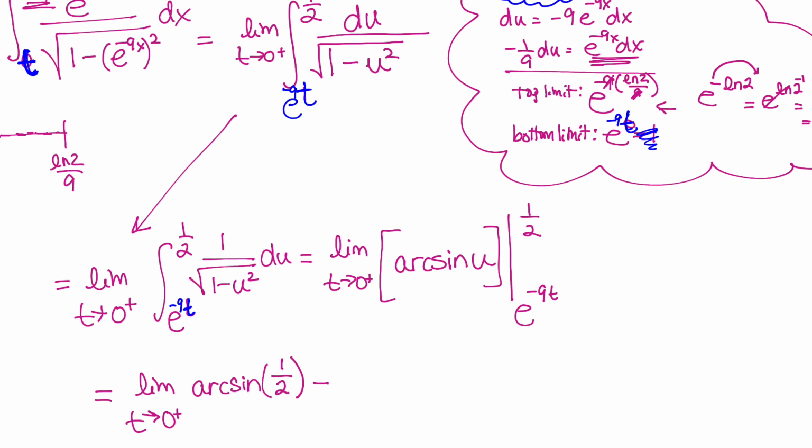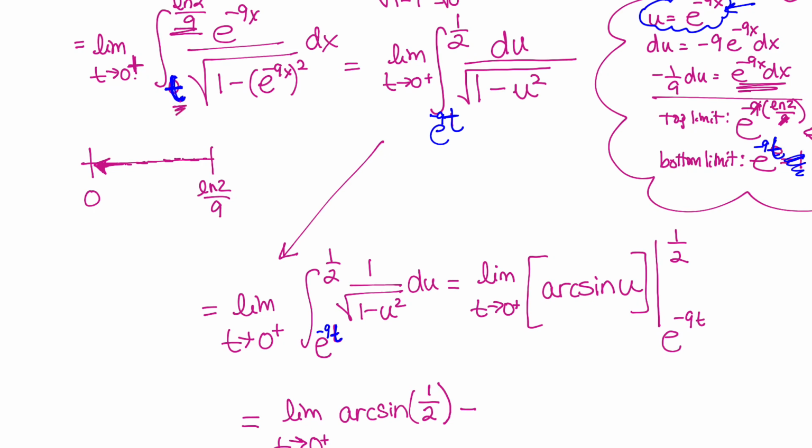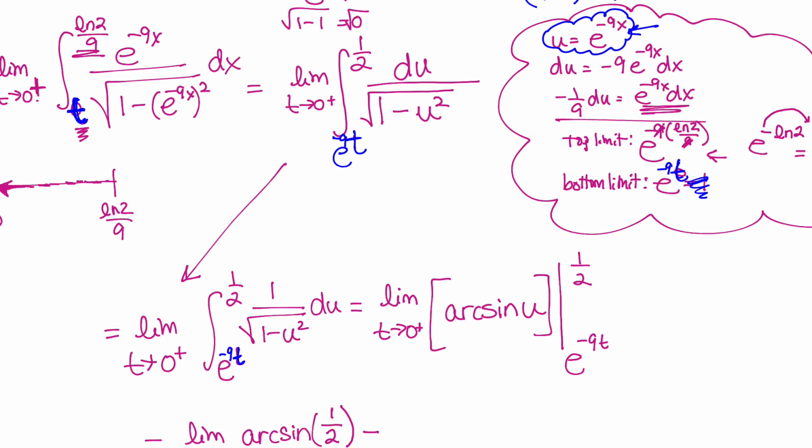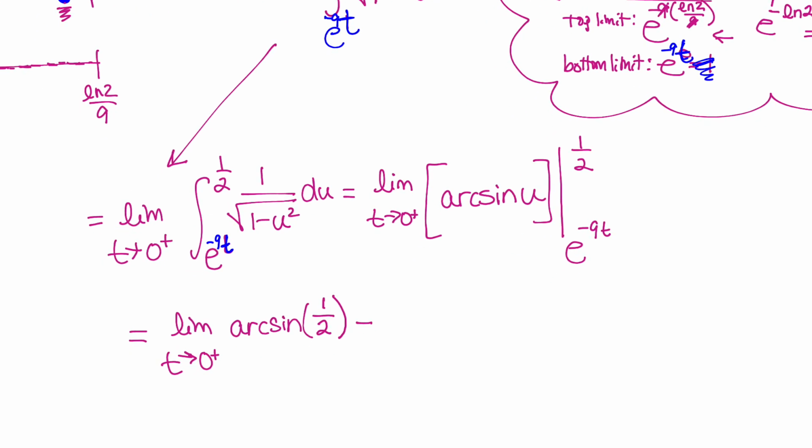Excuse me. My bottom limit was t, but I'm simply putting it here in place of e to the minus 9x. So it is e to the minus 9t. Everything's perfect.